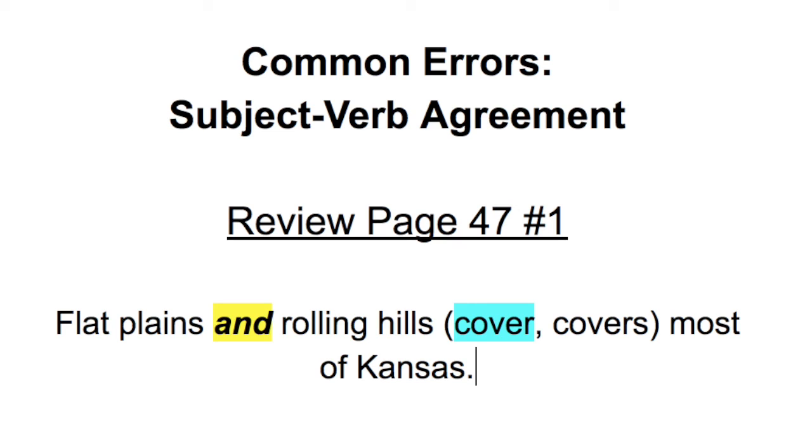Now, if that was or instead of and, flat plains or rolling hills cover or covers most of Kansas. Which subject would we look at? The first one, flat plains, or the second one, rolling hills? We would just look at rolling hills because it's joined together by or. So you would cover up flat plains and. All right, now just look at it like this. Rolling hills, is that singular or plural? That's plural. Hills is plural. Rolling hills cover most of Kansas.